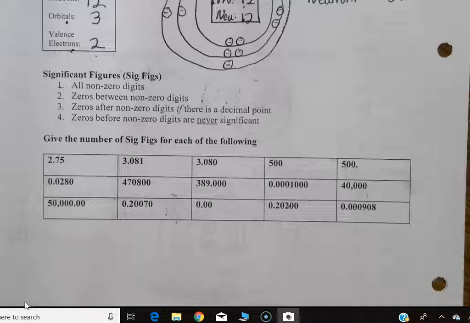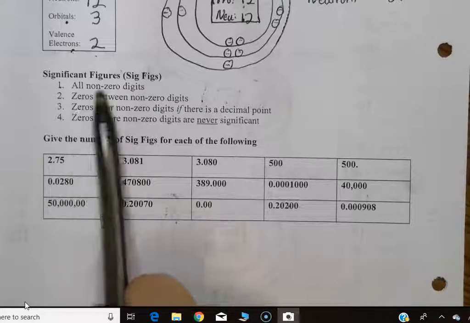Okay, so let's get going on this. Let's just read the rules one more time. Anything that's not a 0 is significant.